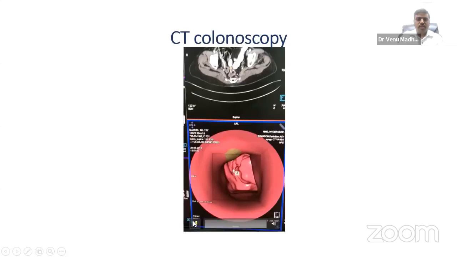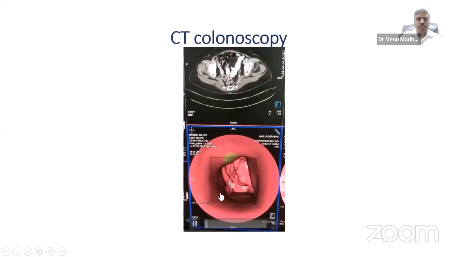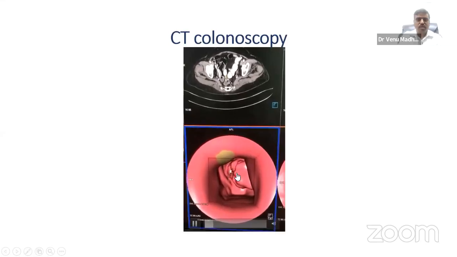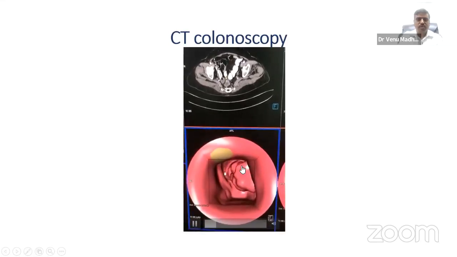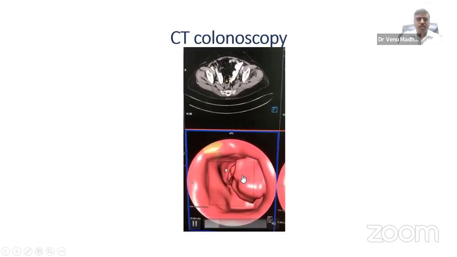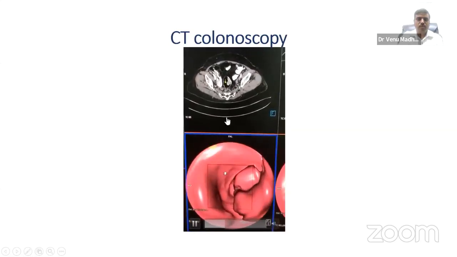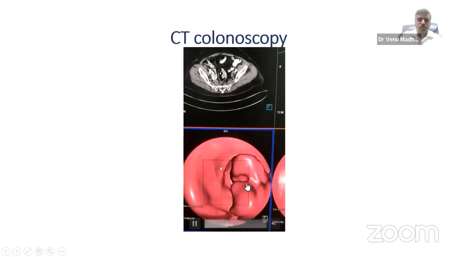And recent techniques like CT colonoscopy can identify an intraluminal mass as well. See, this is a growth within the lumen, which can be identified by CT colonoscopy. This is by recent 3D reformatted images, which give the CT colonoscopy image showing the polyp also.